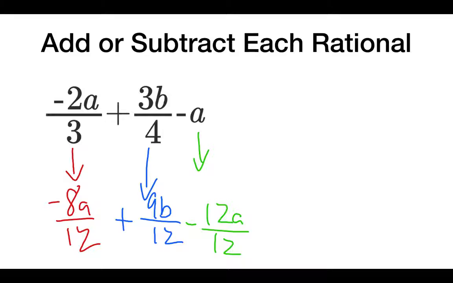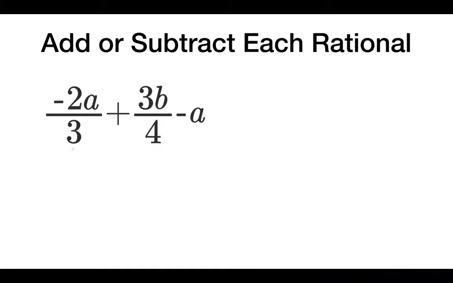So let's see. Negative 8 plus... wait a second, I can't add these. They have different variables. I can only add this a with other a's, which would be all the way down here. So negative 8 minus 12 ends up becoming negative 20a. And then plus 9b, because there are no other b's, all over 12. And if you look, none of those terms have common factors, meaning that is our answer.